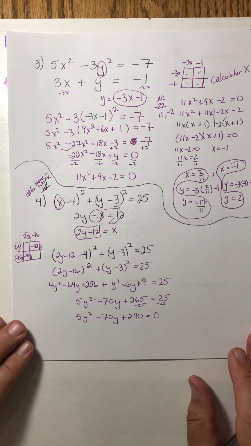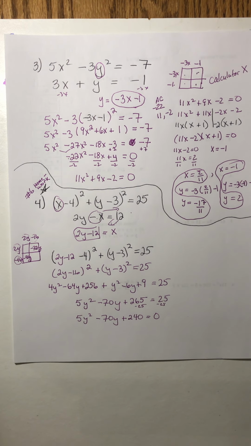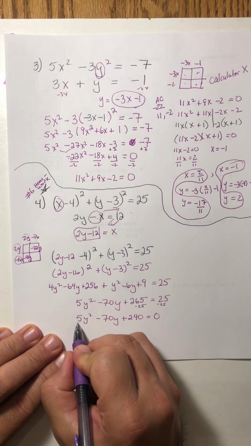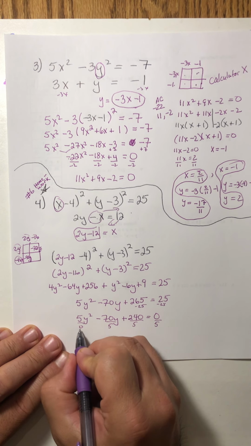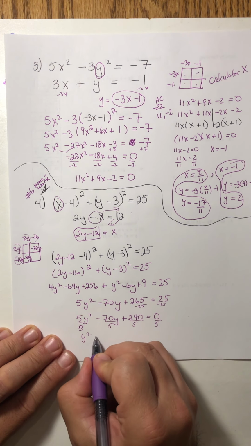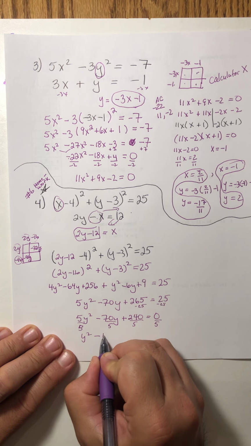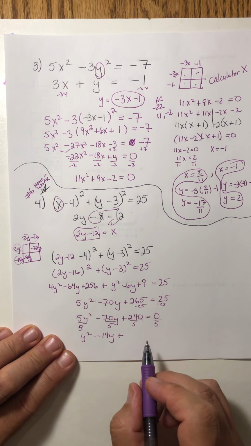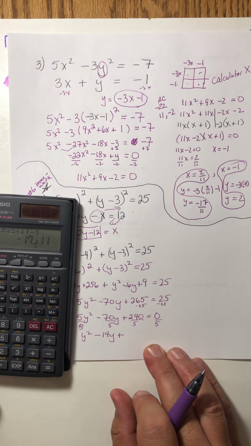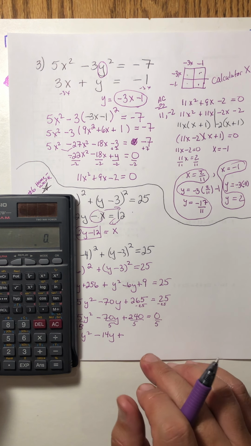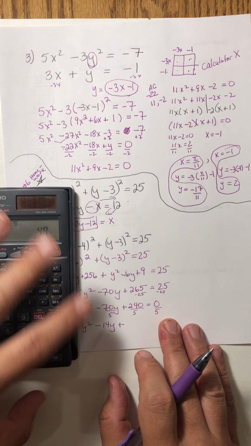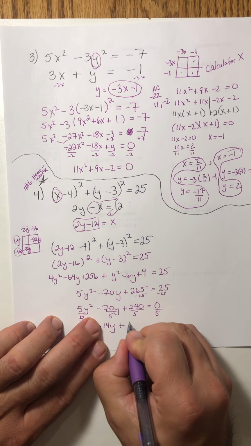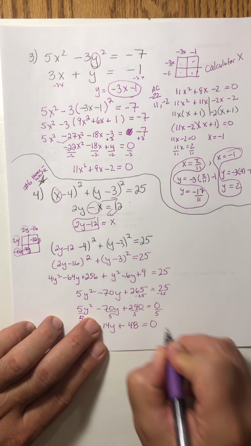Look at those numbers. What do you think we should do? That's right. We can divide everything by 5. So I'll divide everything by 5. Remember, what you do to the right, you've got to do to the left. So y squared minus 14y plus, oh, I have a calculator for that. Hopefully you don't need a calculator for 0 divided by 5, but 240 divided by 5 is 48, equals 0.